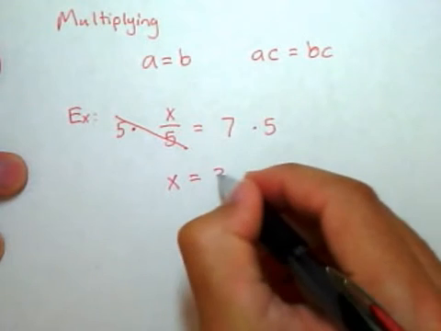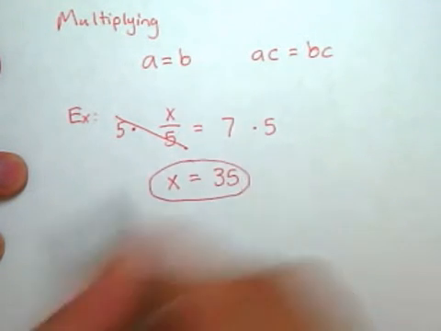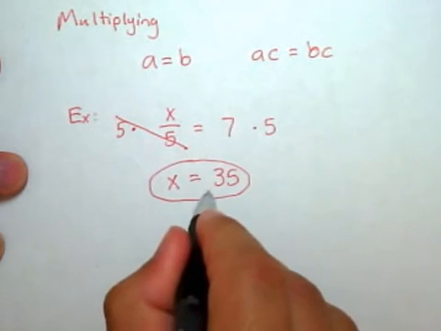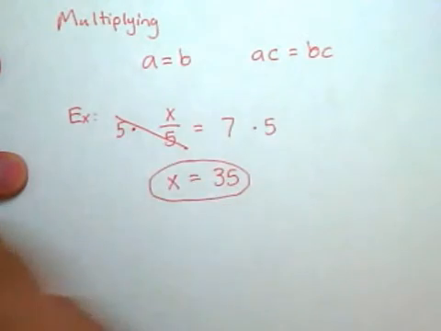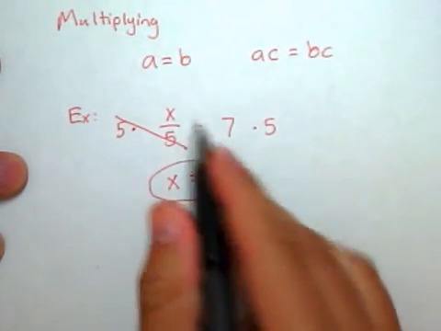7 times 5 equals 35. Well, we know that x equals 35, right? How do we prove that? How do we know that this is true? Again, this is the answer, but just to prove it, since we know that A equals B, we're going to plug in 35 for our x.